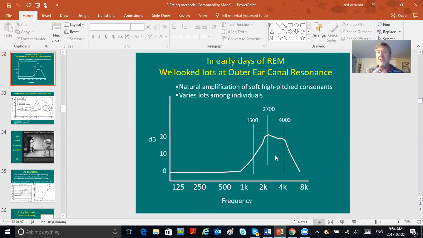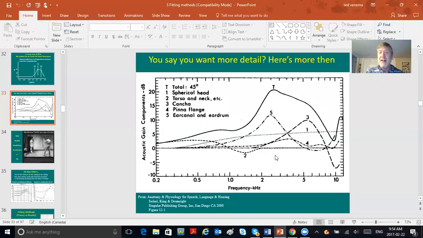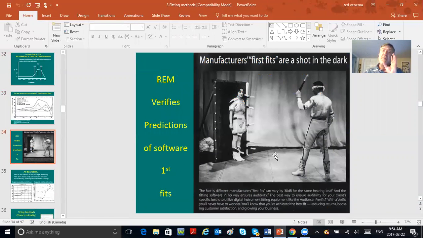This slide is simple because a simple guy like me drew it. This slide here is complicated because a researcher did it, but they're telling the same story. What I want to make sure we realize is that the manufacturers' first fits by their software are a shot in the dark. It's like this guy blindfolded trying not to hit that person. Real ear measurement verifies the predictions of software in first fits. That's why it's very foolish not to do real ear. Not doing real ear is a lot like me saying, I think you've got cancer, without taking a biopsy to prove it. Our science has evolved to where we must and should do real ear measurement.